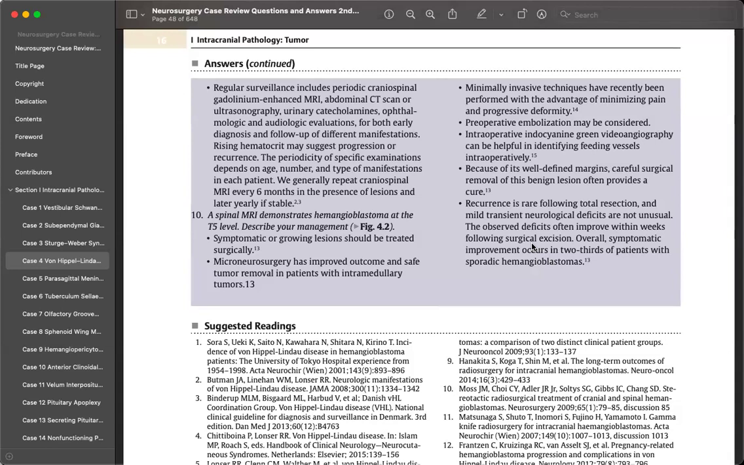The lesion has well-defined margins, so excision can often give you a cure in this case. Following complete resection, recurrence is rare, and neurological deficits are usually transient and not very pronounced, especially when resection is careful. Minimally invasive spine surgery can be used in this case. Overall, symptomatic improvement occurs in 2/3 of patients with sporadic hemangioblastoma. Okay, so that's the end of the discussion here.